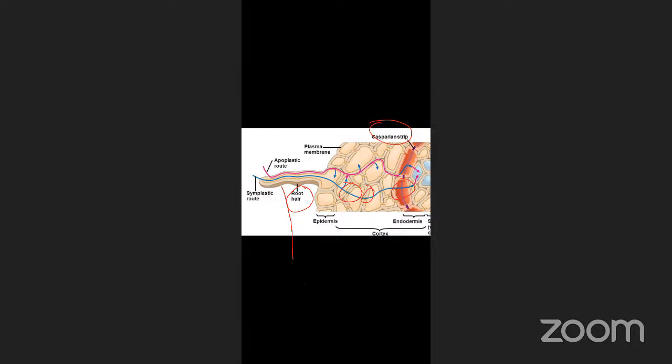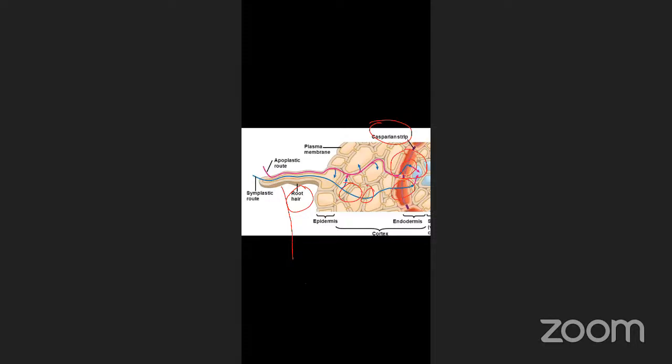Right? Hello? If you see here, the pink color reaches up to the Casparian strip. But inside the Casparian, which color appears? Blue color, sir. That is blue color, symplastic. Blue color means? Symplastic pathway. One place symplastic. So anyway, after entering the xylem, from the xylem only apoplast.